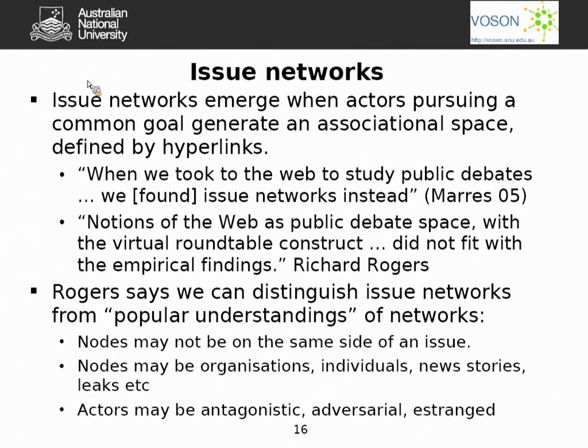Issue networks: I've just got a few statements up there that have come out of various pieces of work that Richard Rogers has done. But he uses terms like associational spaces, which are defined by hyperlinks. And he says that we can distinguish issue networks from popular understandings of networks in the following way. Nodes may not be on the same side of an issue. Nodes may be organisations, individuals, news stories, leaks. Actors may be antagonistic, adversarial, and estranged.